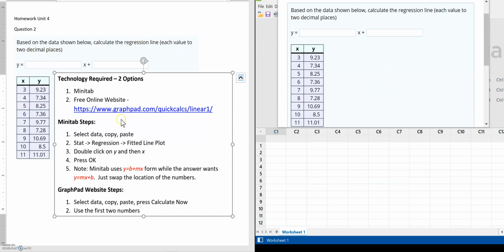So, first steps first. I found a free site again that you can use if you're doing this at home instead of being required to use Minitab if you don't have it installed at home. So let's first use Minitab because that's what most of you have. But if you don't, you can skip ahead to look at the GraphPad website just to see the easy steps there on how to do it.